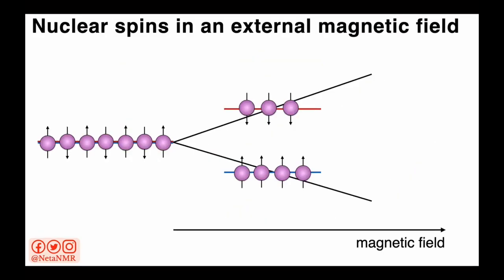The spins that are parallel to the external magnetic field are at a lower energy, and the spin population at the lower energy is slightly higher than half. The spins that are antiparallel are at a higher energy, and the spin population at the higher energy is slightly lower than half. The higher the magnetic field, the higher the energy separation between the parallel spins and the antiparallel spins.